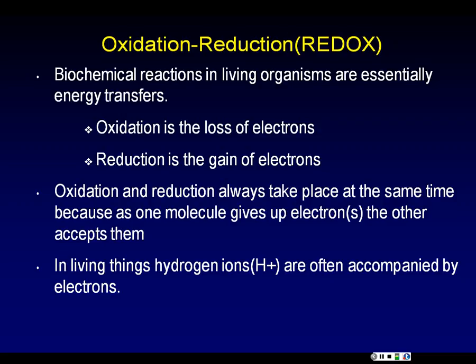Can anybody name me at least one coenzyme? Good. NADP plus. Excellent.